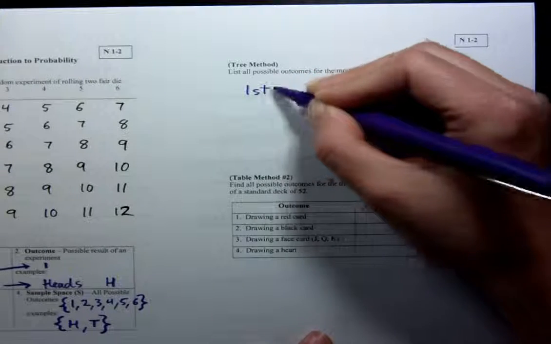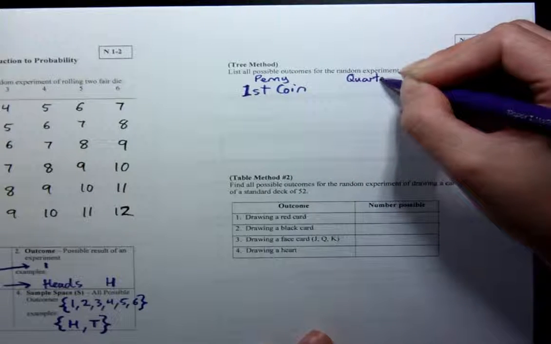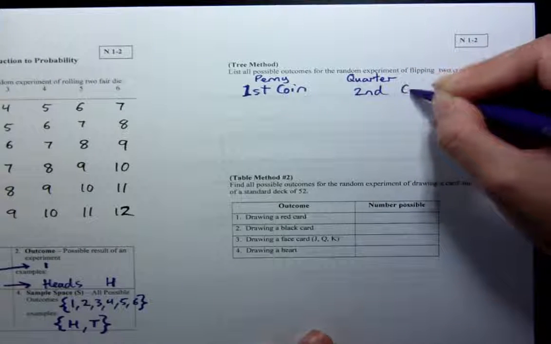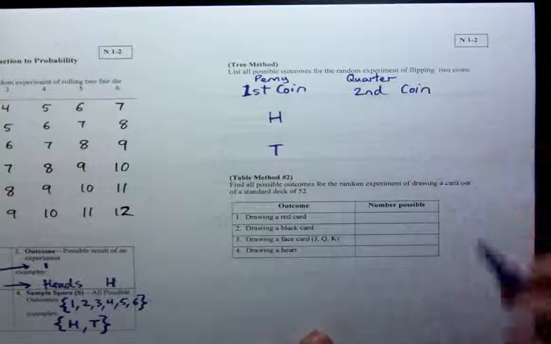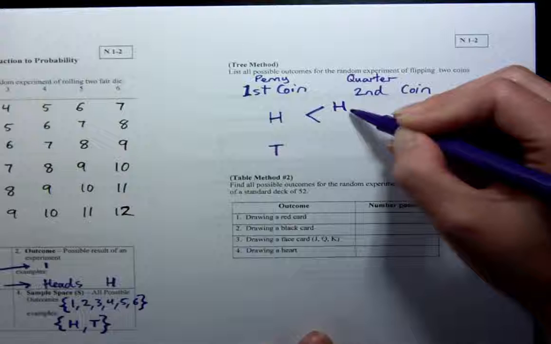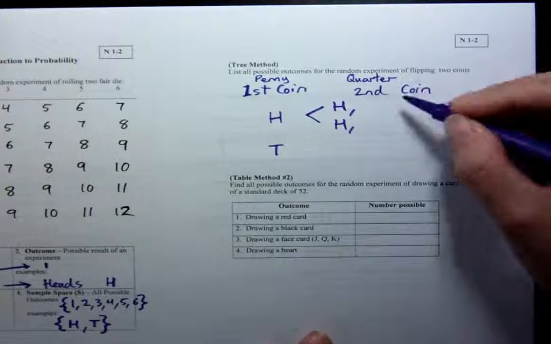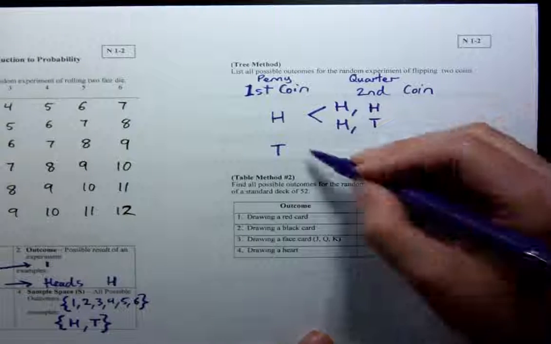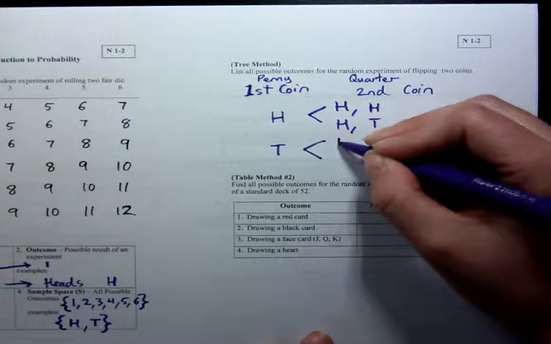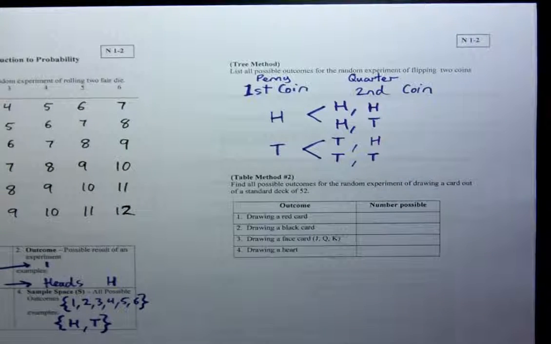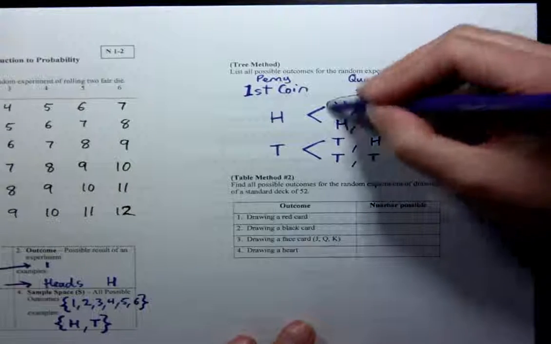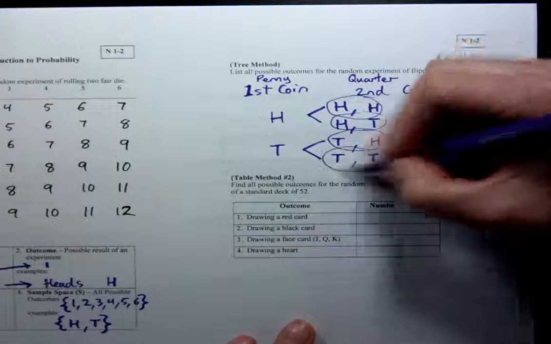So if I have the first coin, say I can tell them apart. So like it's a penny, and the second coin is a quarter, so I can tell which is which. So what could the first coin land on? Heads or tails. If the first coin is heads, what could the second coin be? Heads or tails, right? And if the penny's tails, the second one can still be heads or tails. So that's how we get our 4 possible outcomes. So the 1, 2, 3, 4.